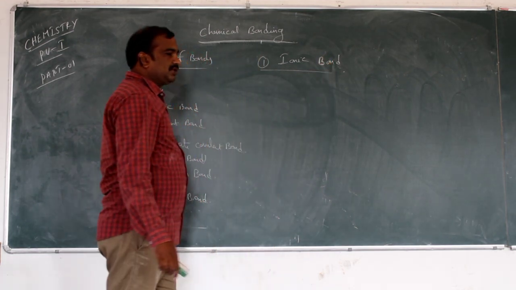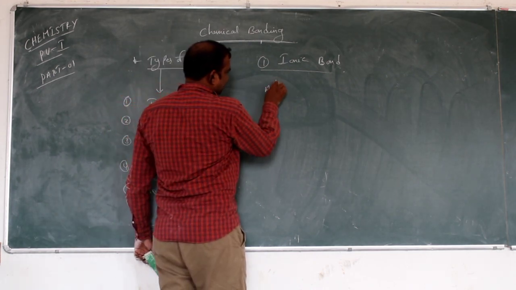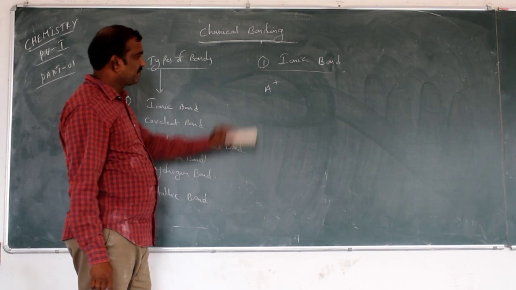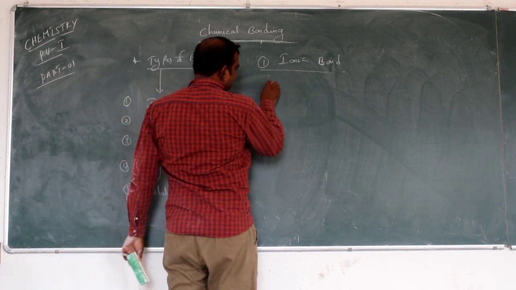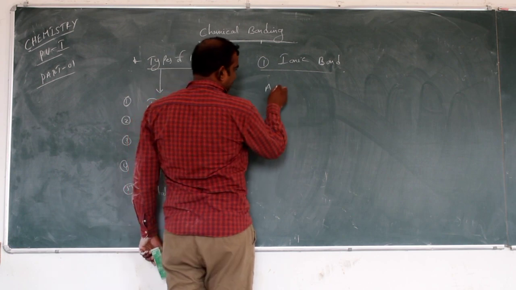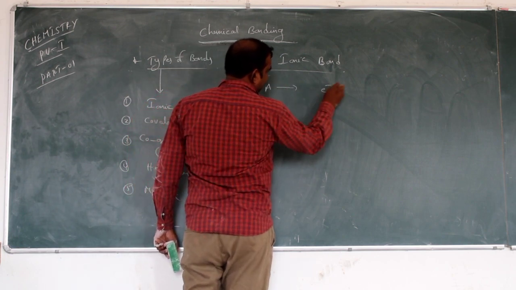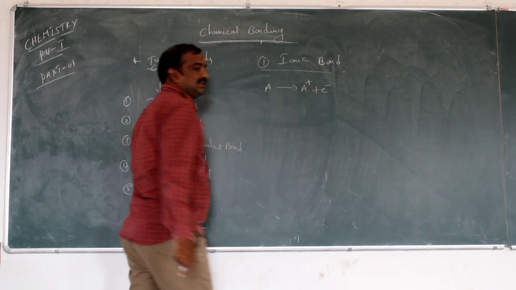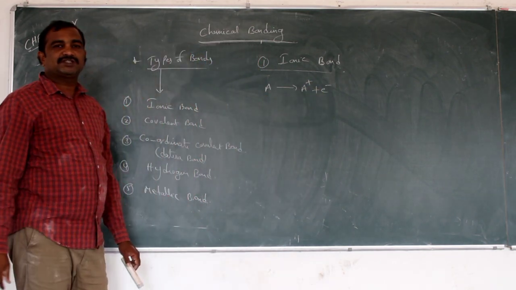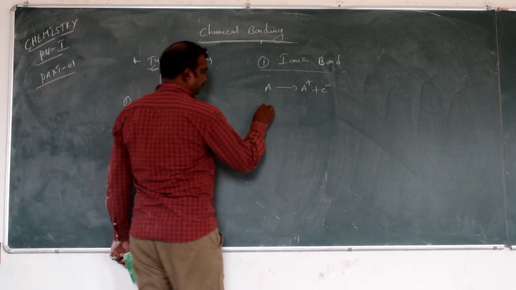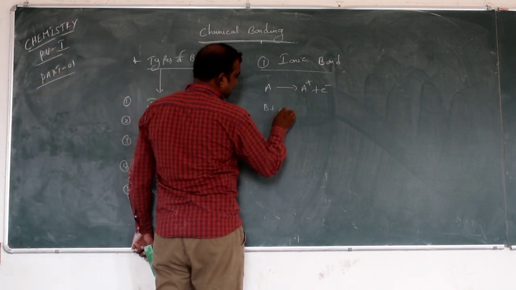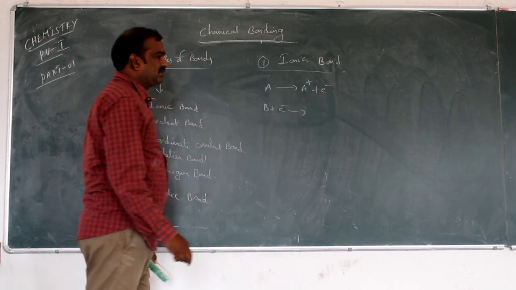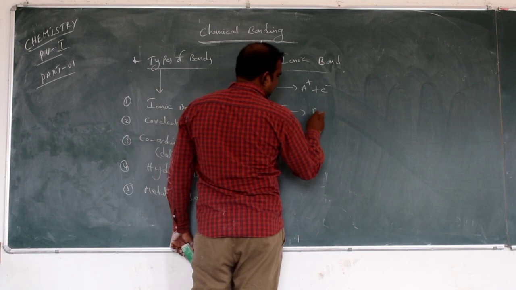See here. Suppose A plus is there. How can you get A plus? A is there. If A loses electrons, what happens? A becomes A plus. Like that, if B gains that electron, what happens? B becomes B minus.